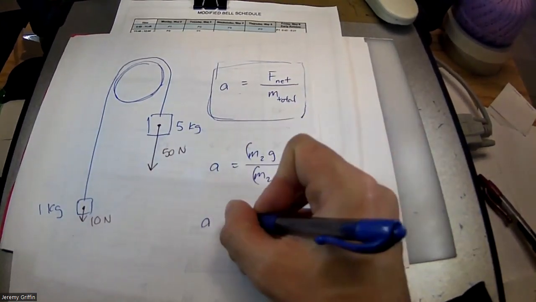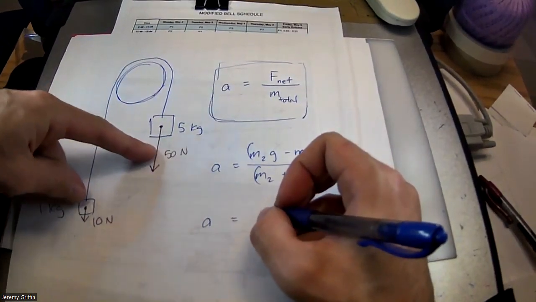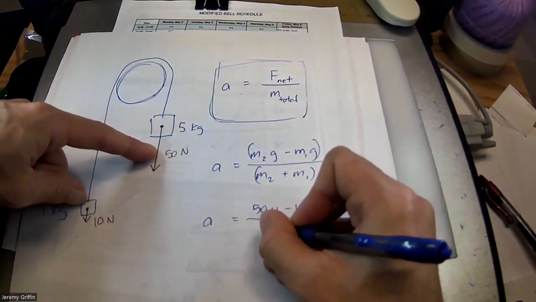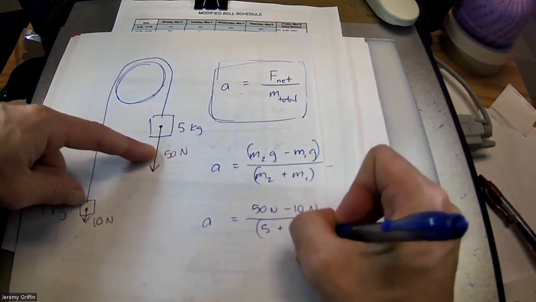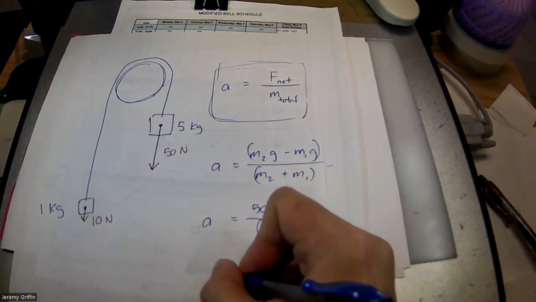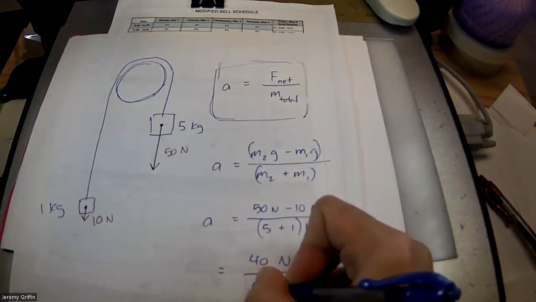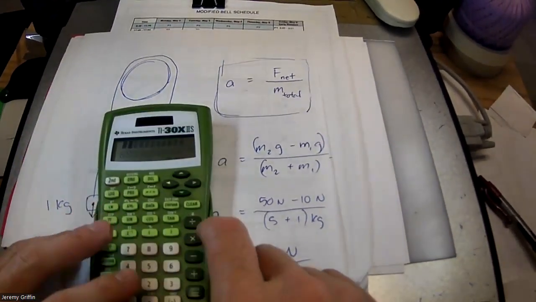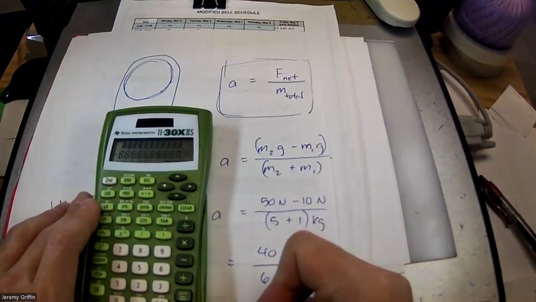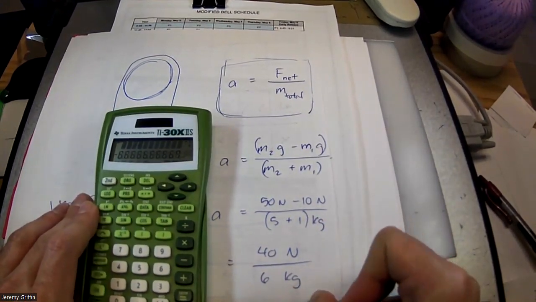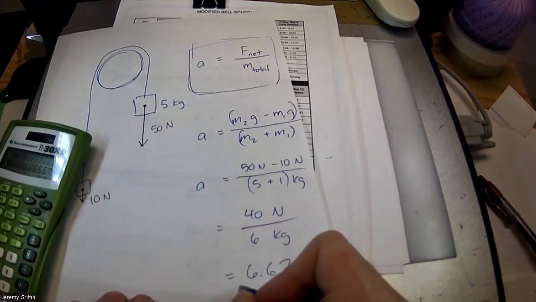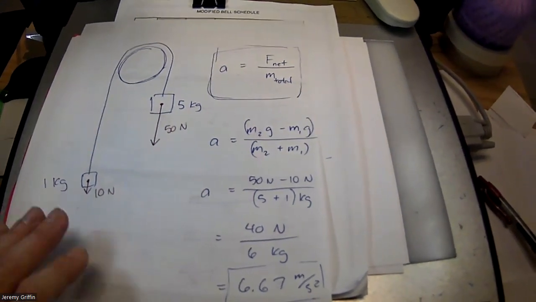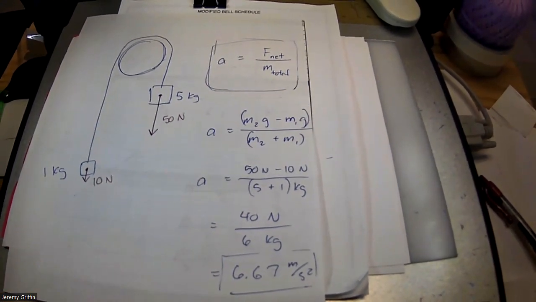Okay. And then if you put in numbers, now we're looking at the difference of 50 newtons and 10 newtons. So 50 newtons minus 10 newtons, then acting on 5 plus 1 kilograms. So that's 40 newtons acting on 6 kilograms. What is 40 newtons on 6 kilograms? That's 6.67 meters per second squared. Well, if I had 3 digits of precision, then I could say 6.7 would be more realistic. Okay, so you guys got that?